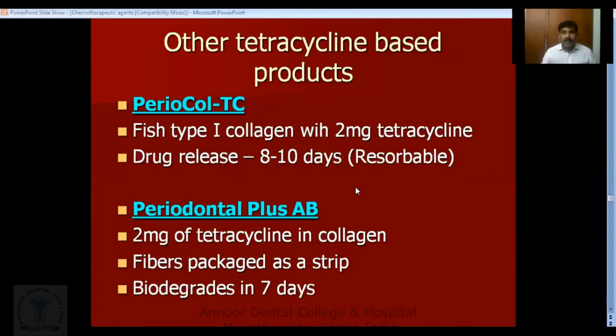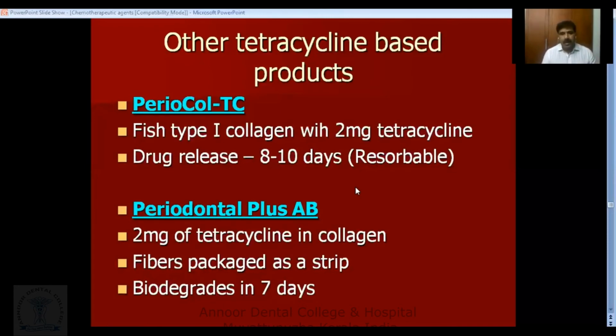Now, what are the other tetracycline-based products? Now, these are products that are probably available in India. One is called Periodontics TC. It contains fish type collagen type 1 that is developed from fish. And this collagen is impregnated with 2 milligrams of tetracycline. And when you place this type of collagen, the advantage is it is resolvable and you have sustained release for about 8 to 10 days.